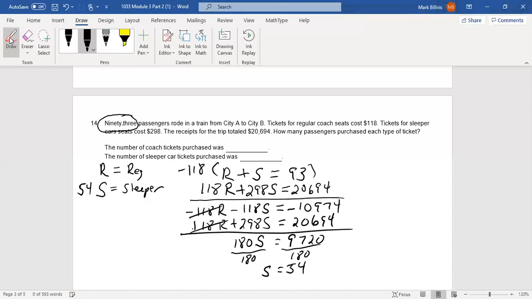So to find the regular coach, we come back to one of the two equations. The first one seems a little bit easier to solve. And we're going to substitute 54 in for S. So R plus 54 equals 93. And then subtract 54 from both sides. So 93 minus 54 would give you 39. So you'd have 39 in regular coach. So all of these you're going to set up using a system of equations, and then you're going to solve using one of the methods that's easiest for you to use.